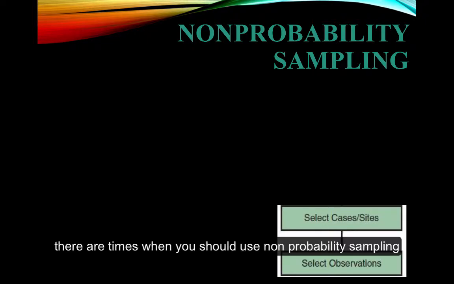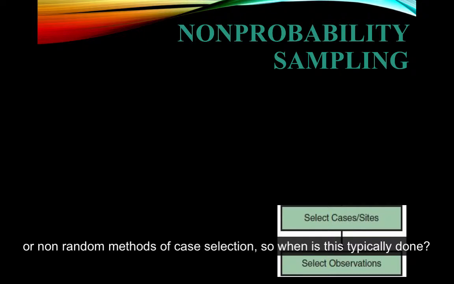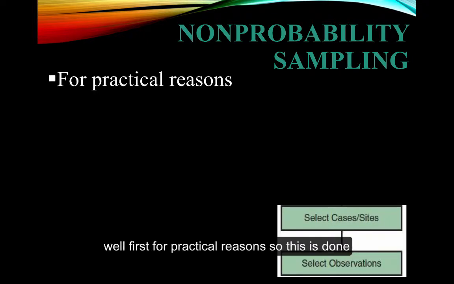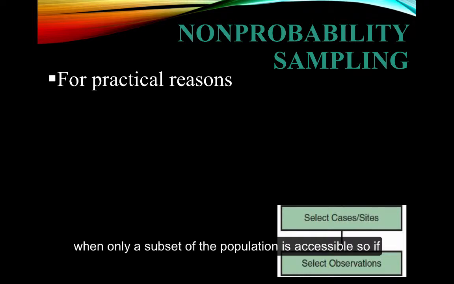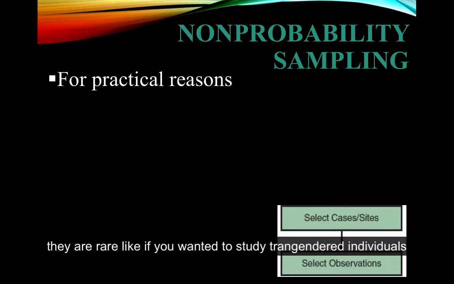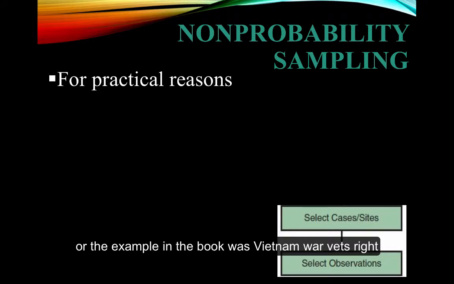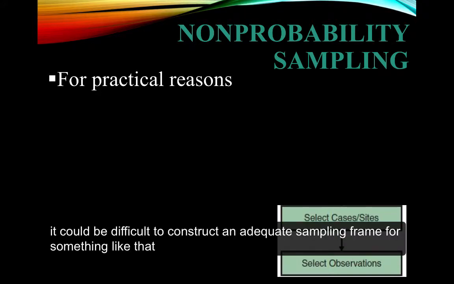So then there are times when you should use non-probability sampling or non-random methods of case selection. So when is this typically done? Well, first, for practical reasons. So this is done when only a subset of the population is accessible. So if they're rare, like if you wanted to study transgendered individuals, or the example of the book was Vietnam War vets, right? It could be difficult to construct an adequate sampling frame for something like that.